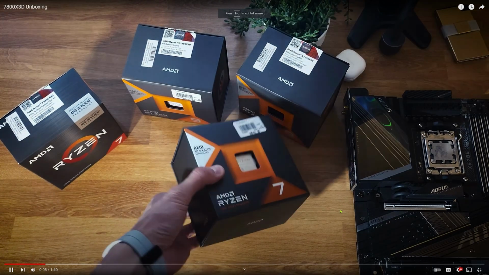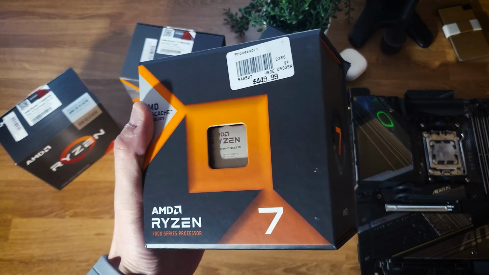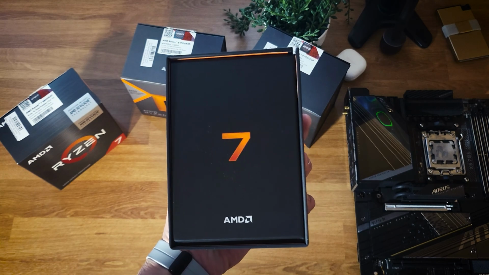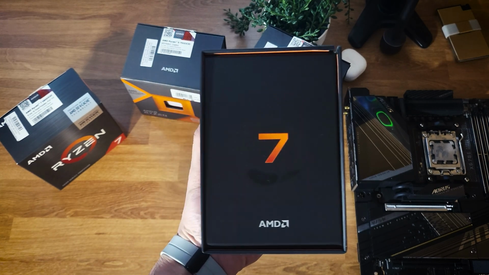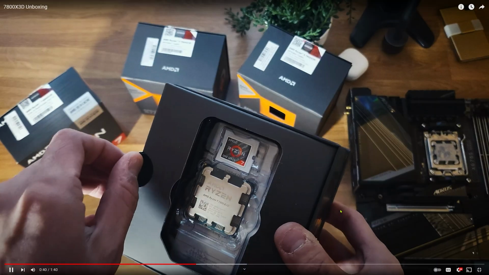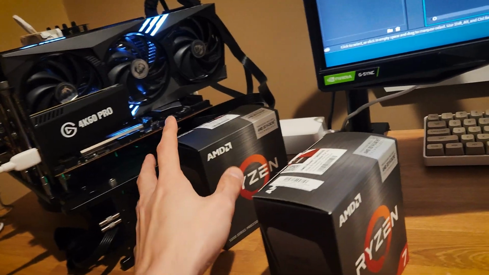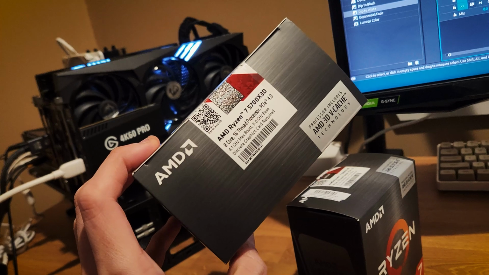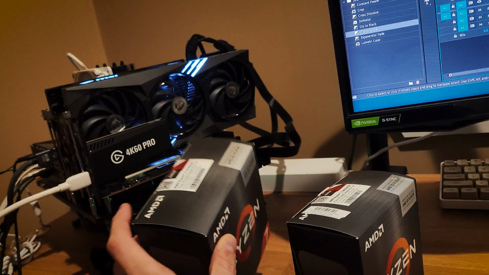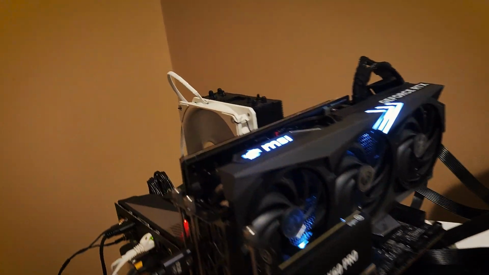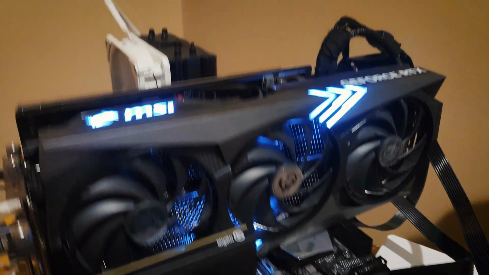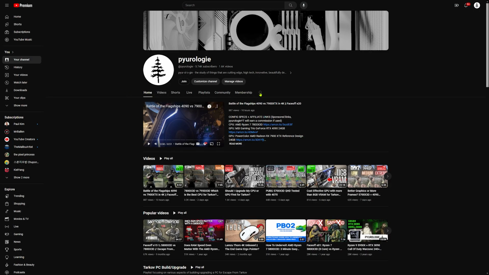This is the 7800X3D, my personal pick for the ultimate gaming CPU in 2024. With 8 cores, 96 megabytes L3 cache, and priced around $370 to $400, it's a powerhouse. And this is its little sibling, the newly released 5700X3D. At $249, it's a budget-friendly option that still packs a punch, especially for Tarkov.